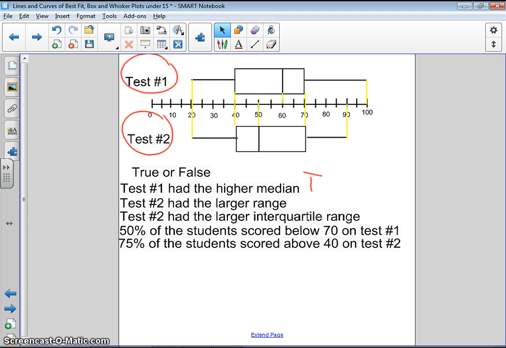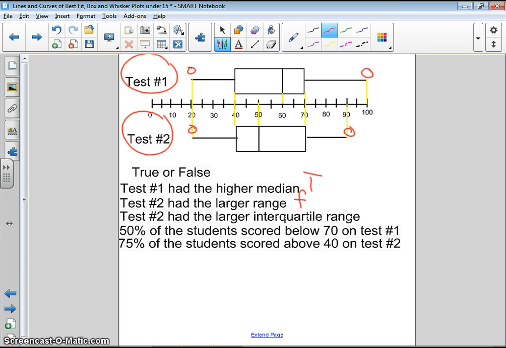The next statement says test number 2 has the larger range. All right, the range for test 2 goes from 90 to 20, so that's a range of 70. The range of test 1 goes from 20 to 100, so that's a range of 80. So test 2 actually has a smaller range, so this statement is going to be false, and we'll put an F there for that.